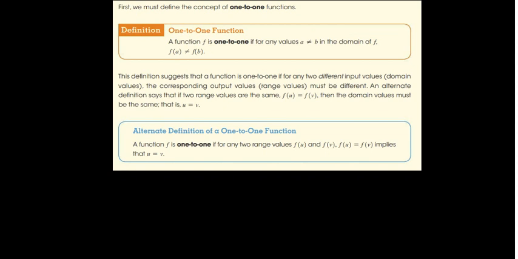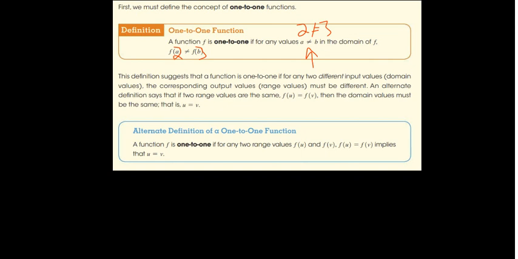For any values a not equal to b, this can just be, you know, 2 is not equal to 3. Easy peasy. We can agree that 2 is not equal to 3. So as long as the x's do not equal one another, then their y's should not equal one another either. So a one-to-one function means that exactly one x is going to go to exactly one y.